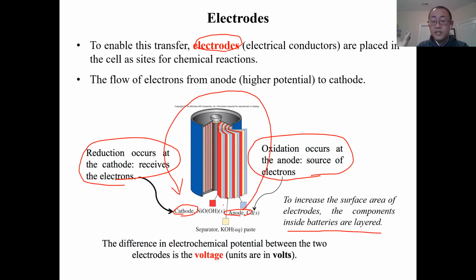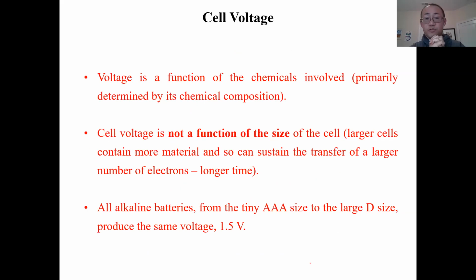And the difference between these two electrodes, the potential difference, is called the voltage of the battery or the voltage of the galvanic cell. So now you know what voltage is. Voltage is the potential difference between the anode and cathode. Of course, the anode, the source of electrons, has higher potential. And the unit for voltage is volts. Now a few extra words about voltage.